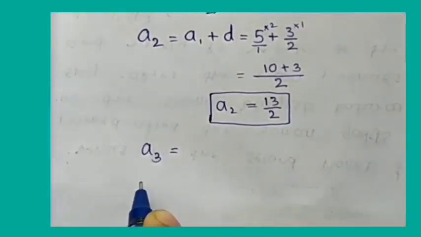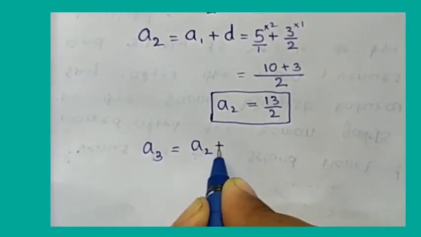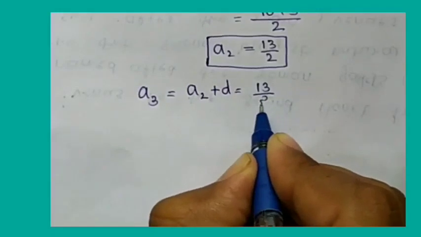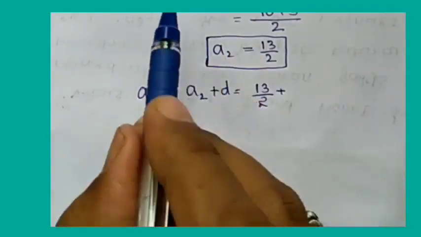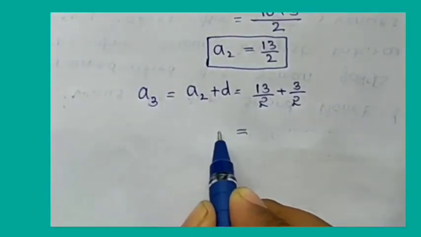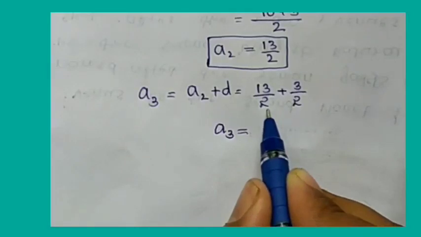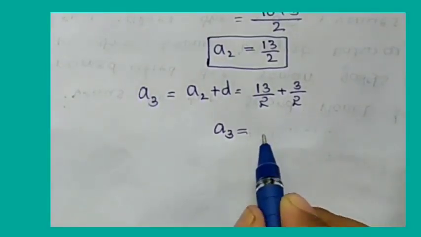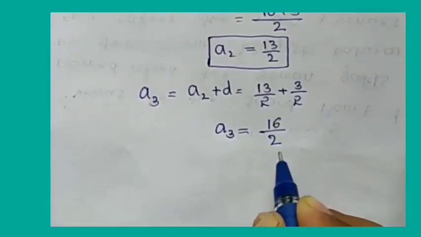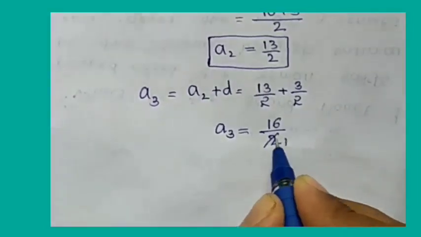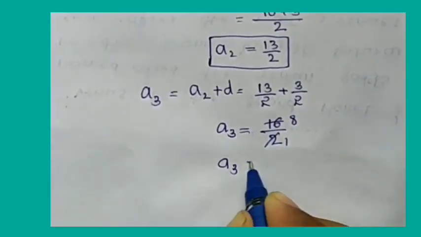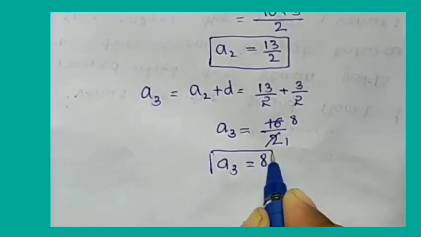What is a3? a3 is a2 plus d. What is a2? a2 we got here 13 by 2, plus what is d? d we just got, 3 by 2. Okay, denominators are same, so no need of taking the LCM. Here also 2, here also 2. So LCM will be 2 only. So 13 plus 3, it becomes 16. So if you want, you can cancel it. 2 1s are 2, 2 8s are 16. So here a3 equals 8. So this is our answer.